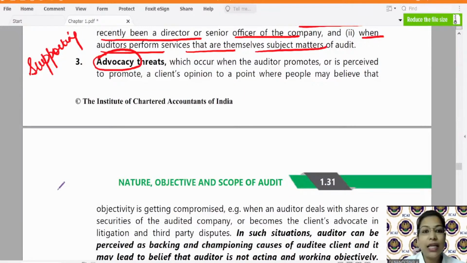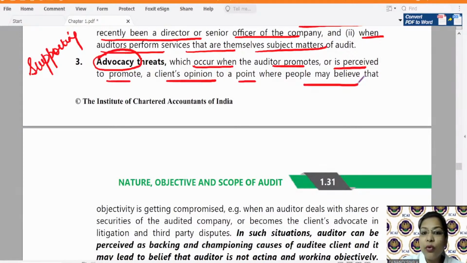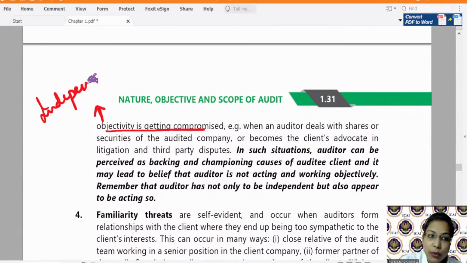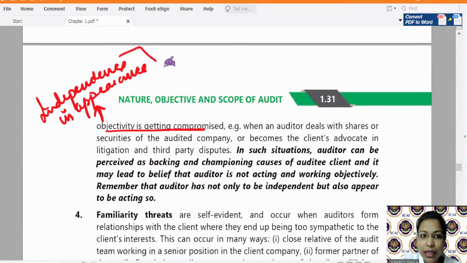So when Yatiraj was asking me, ma'am, what facts to be avoided? Here the auditor should avoid becoming the client's advocate. Advocacy threats occur when the auditor promotes or is perceived to promote a client's opinion to a point where people may believe that objectivity is getting compromised. So this is about independence in appearance. The auditor might say, no, I know that I have to do the audit independently, it is in my mind, but in appearance it is in danger.